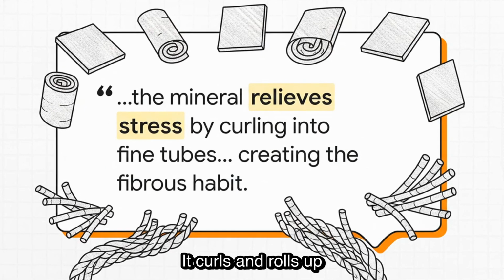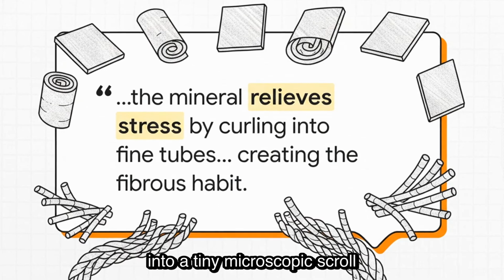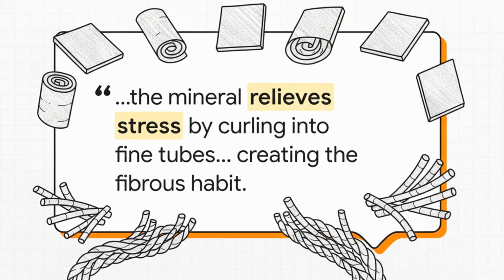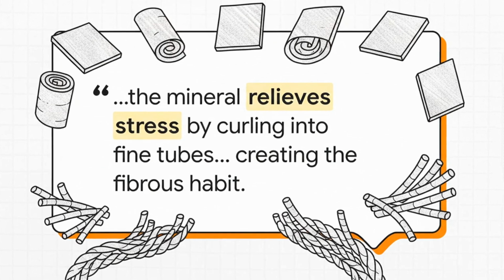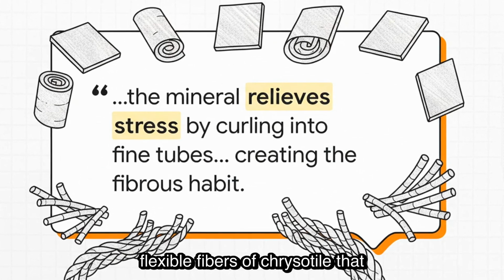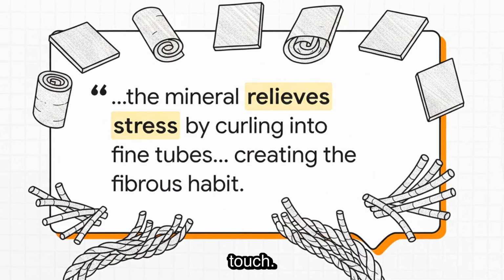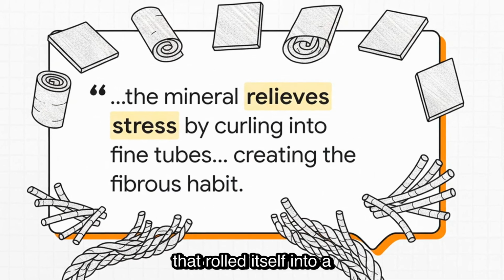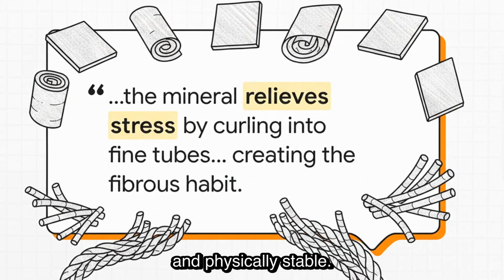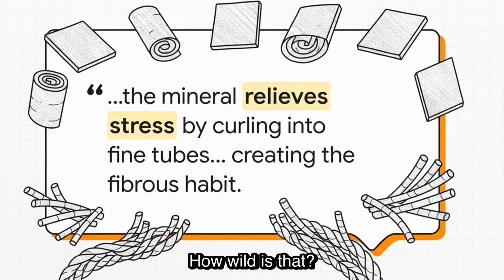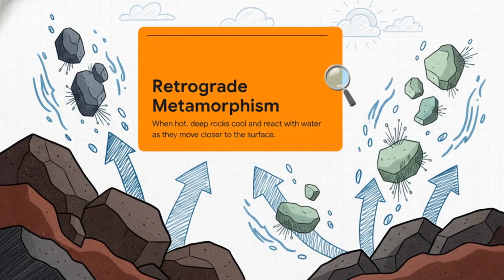It curls and rolls up into a tiny microscopic scroll. Then millions upon millions of these tiny rolled tubes bundle together. And that is what creates the soft, flexible fibers of chrysotile that we can actually see and touch. It is literally a rock that rolled itself into a thread just to stay chemically and physically stable. How wild is that?